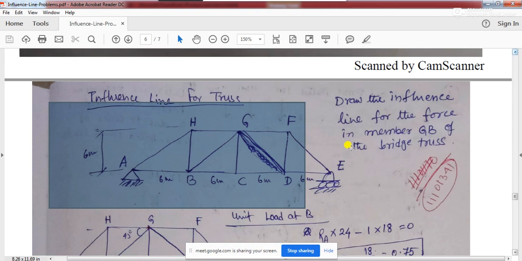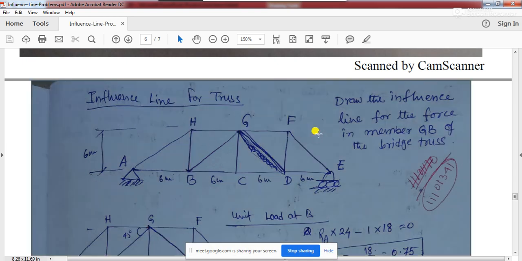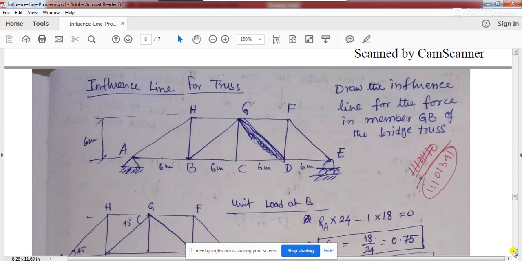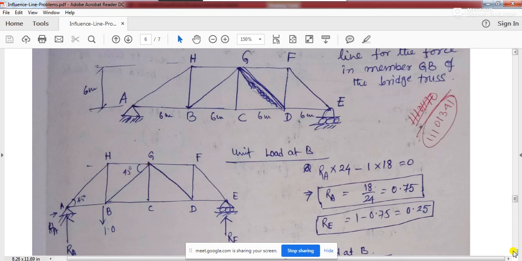So basically this is the problem we'll be taking today. This is A, B, H, G, B, G, C, D, E, G, C, then F, D, E. This is a truss, and for this truss, for this member GB, we are trying to find out what will be the influence line diagram.